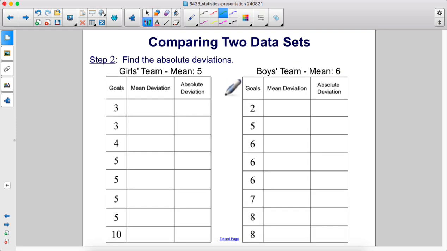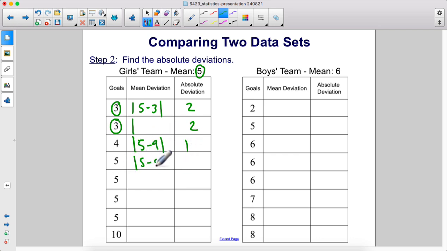Step 2, find the absolute deviations. Okay, so here are the number of goals in each of the 8 games for the girls and the boys. I've included the mean here, so the mean for the girls' team was 5. We already calculated that. The mean for the boys' team was 6. So what we're going to do is find the difference between this number and this number, and take the absolute value of it. So for example, absolute value of 5 minus 3 is 2. It's going to be the same for the next one because this is also 3, so we're going to skip that one. For 4, absolute value of 5 minus 4 is 1.